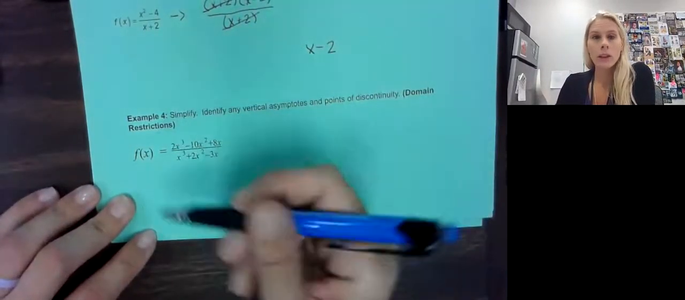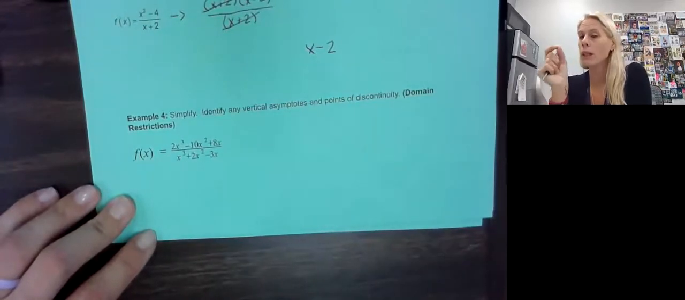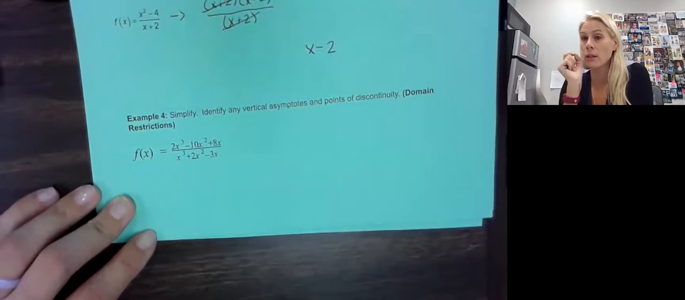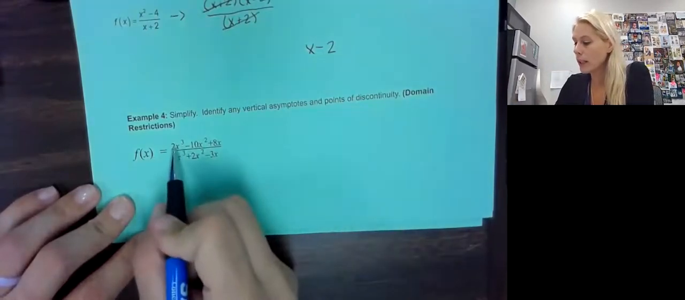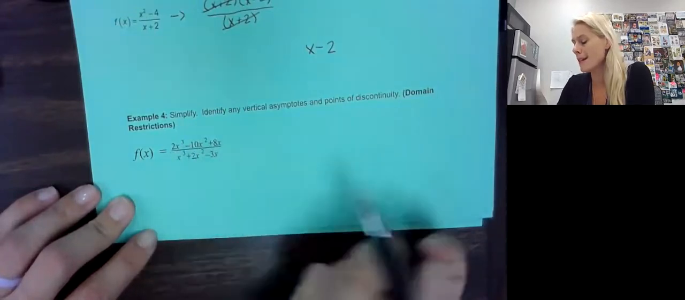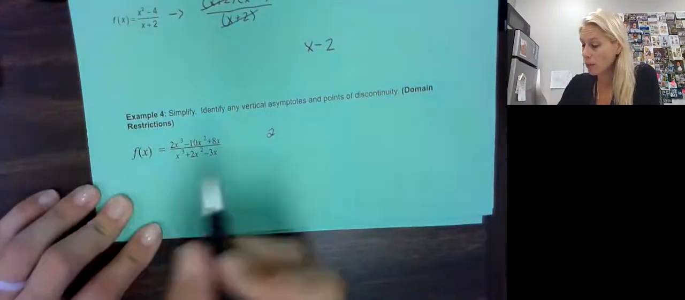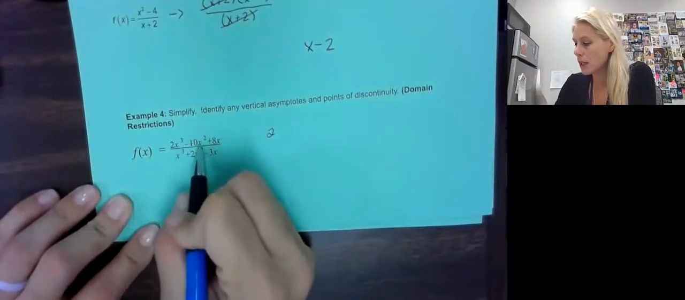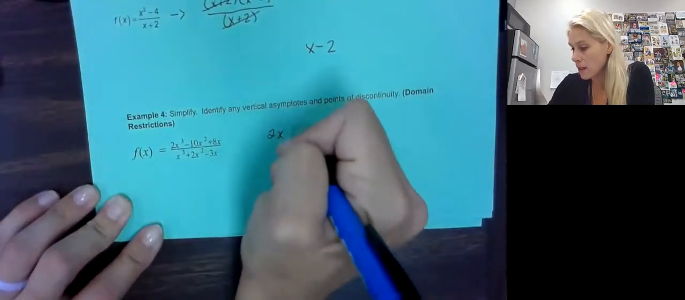Now, this looks a little bit more complicated, so we need to look at that factoring. What do we always do first with factoring? Greatest common factor. So let's look at the numerator here. Let's look at the numbers first. What's common between 2, 10, and 8? Hopefully you said 2. Now, don't forget that variable though. X cubed, x squared, and x. They all have an x.